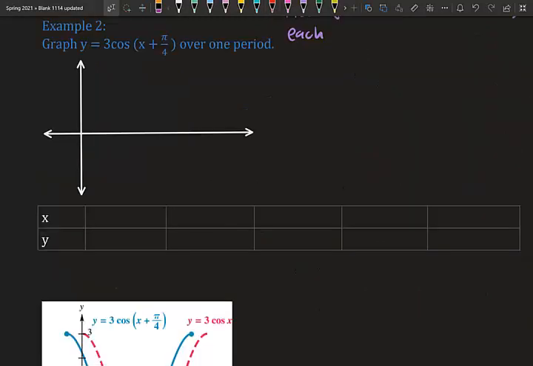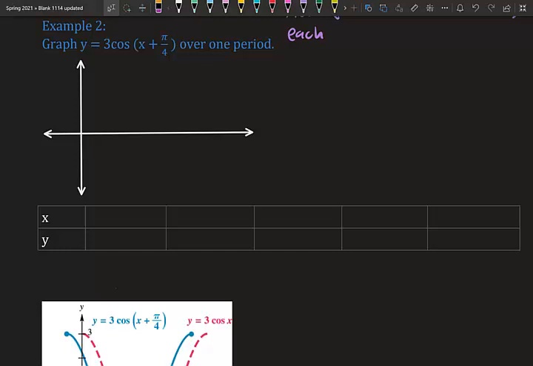Alright, example 2. We're going to graph y equals 3 cosine of x plus pi over 4 over 1 period. So we're going to graph it by hand, and then we're going to graph it using transformations. Transformations is really just showing you and explaining the graph, but graphing it by hand, we're actually going to do all of it by hand.